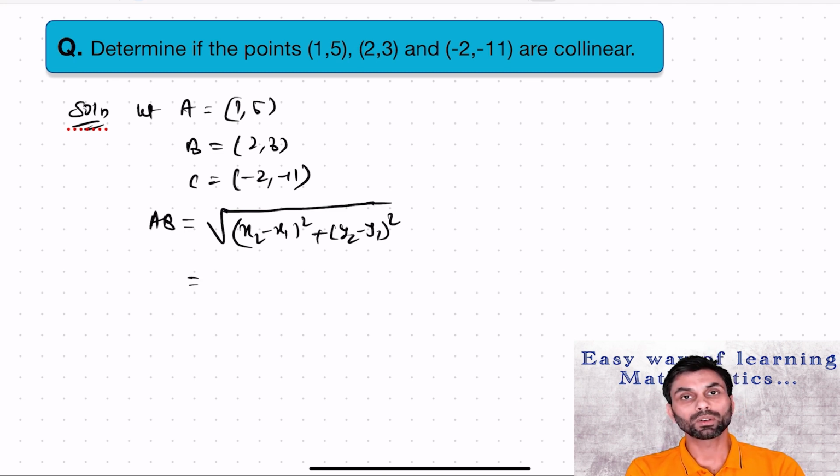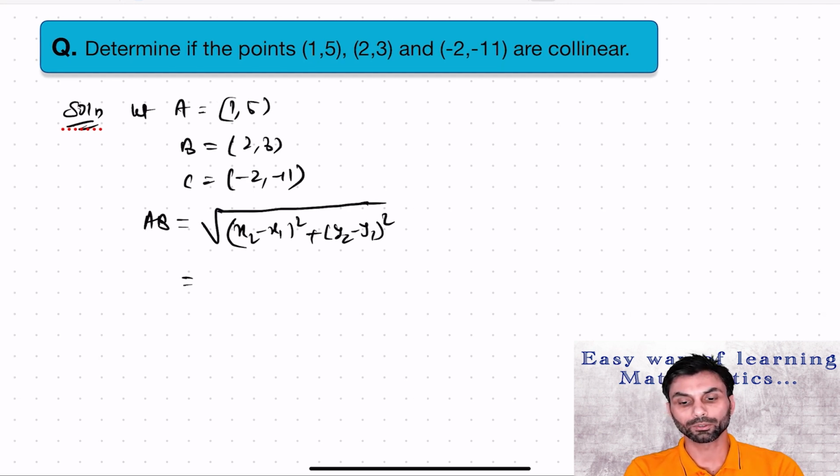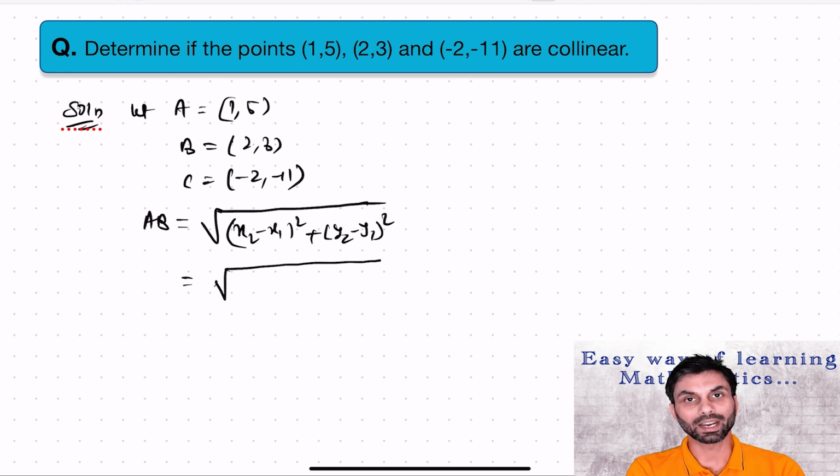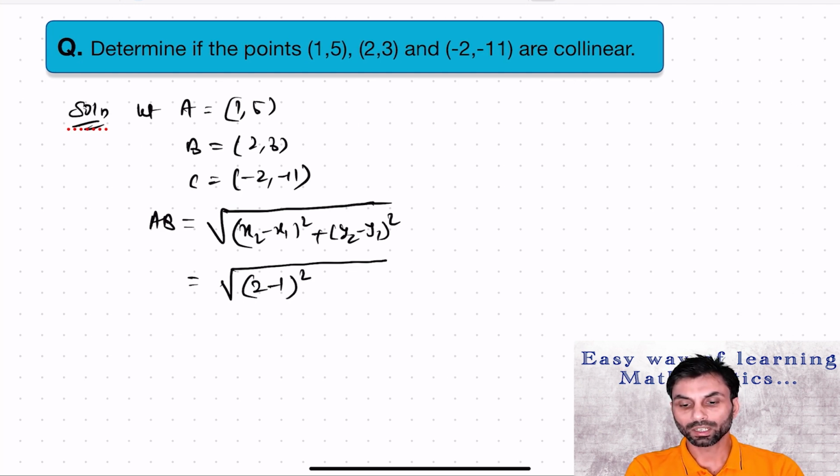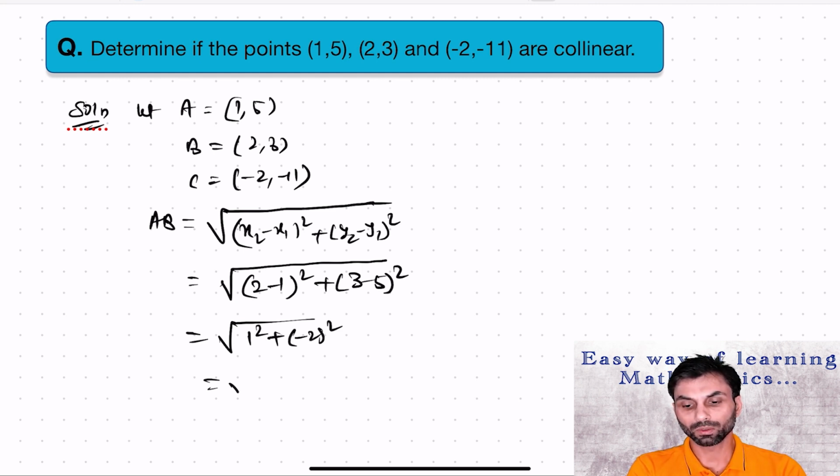For points A and B, you can take any one point as (x1, y1) and the other will become (x2, y2). In simple terms, we can remember it as the difference of x coordinates whole square plus the difference of y coordinates whole square. So we can write it as 2 minus 1 whole square plus 3 minus 5 whole square, which is the square root of 1 square plus (minus 2) square, which is 1 plus 4, root 5.